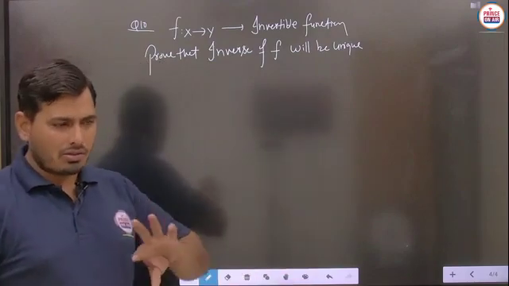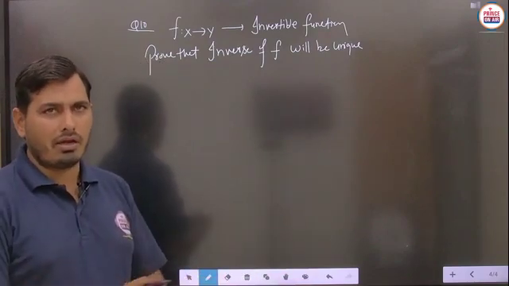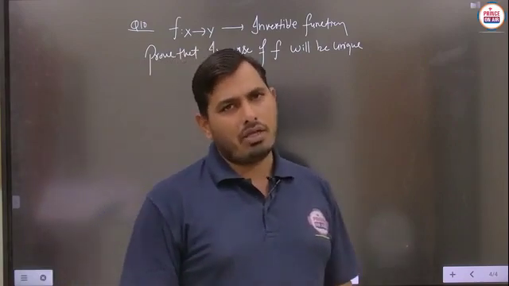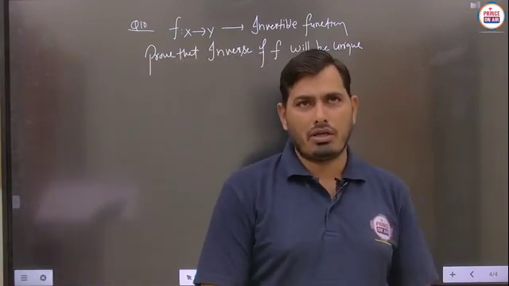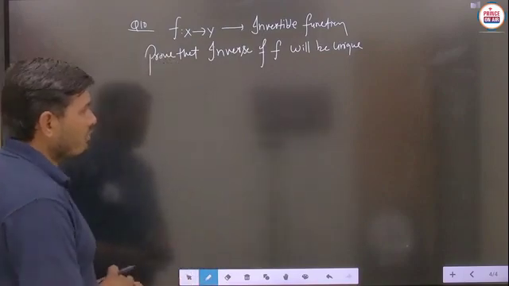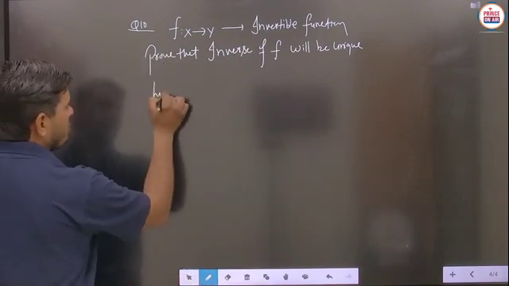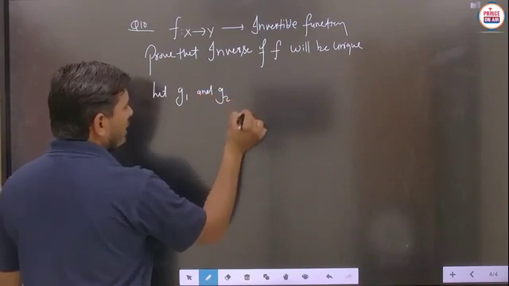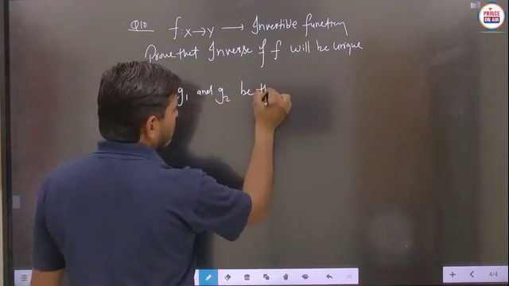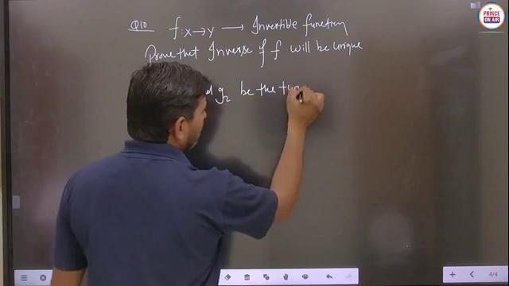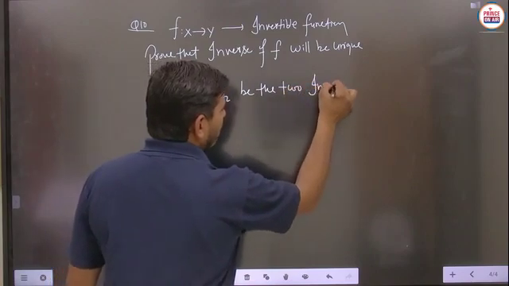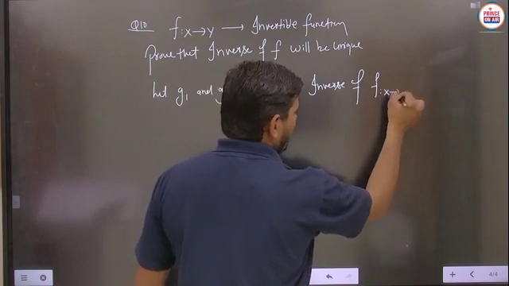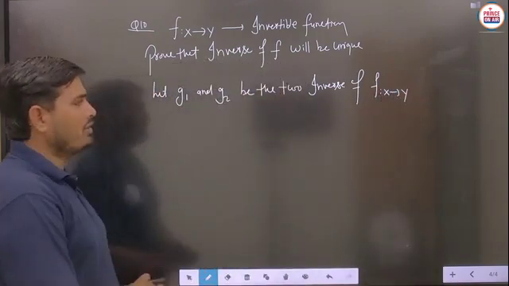Means just the reverse things we are taking here, and after that we have to prove that the things are always found equal. Then definitely the unique inverse theory will be possible. So, to simplify this question, let G1 and G2 be the two inverse of f, which is defined from y to x. Is it clear?